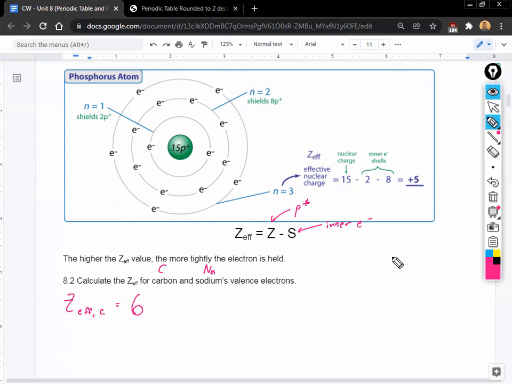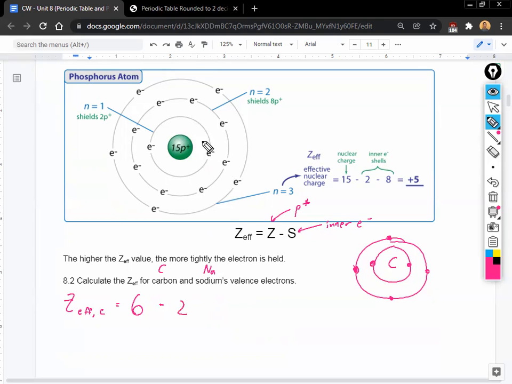Now, just to show you guys what carbon looks like, there's going to be 2 shells. There's going to be 2 electrons on the inside, because the inner shell is the first shell, and then we're going to have 4 on the outermost shell. So S is going to be all of the inner electrons. How many inner electrons does carbon have? 2, yeah, the ones in the middle. So it's going to be 2.